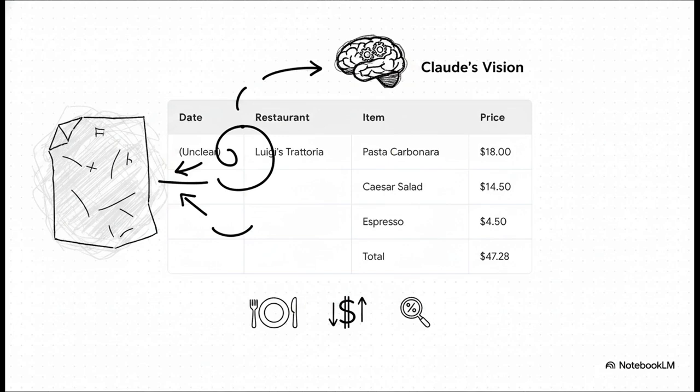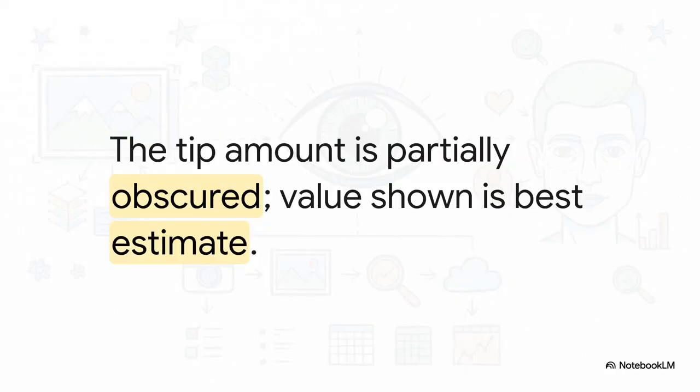Just look at this pristine, structured data. Claude completely transformed the visual chaos of a crumpled photo into a perfectly clean markdown table. The restaurant, the individual line items, the subtotal, the tax, it's all extracted and beautifully formatted for you. Now, actually, the most crucial part of this whole output is a single line of text Claude appended right below that table. The tip amount is partially obscured, value shown is best estimate. This right here is exactly why we asked Claude to flag uncertainties.